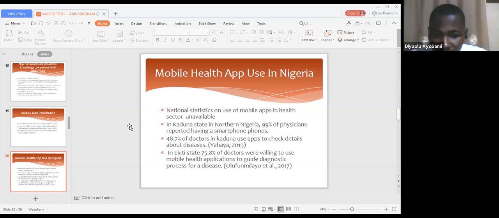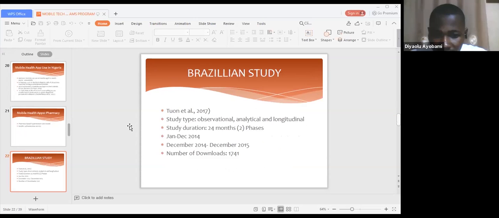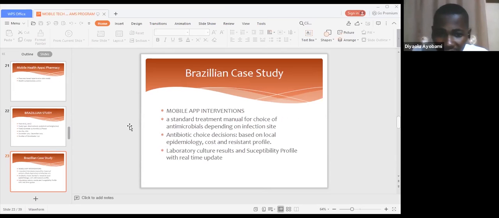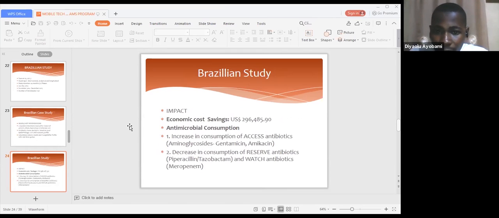So the concept of MicrobicPro, my company, is to promote mobile applications in the use of antimicrobial stewardship. And there have been several studies on the effectiveness of stewardship programs. A study done in Brazil, an observational, analytical, and longitudinal study, showed that when a mobile app program was implemented between December 2014 and 2015, these were the mobile interventions: treatment manuals and local antibiograms were made available to clinicians on their mobile phones. The impact was almost 296,000, almost 300,000 US dollars.